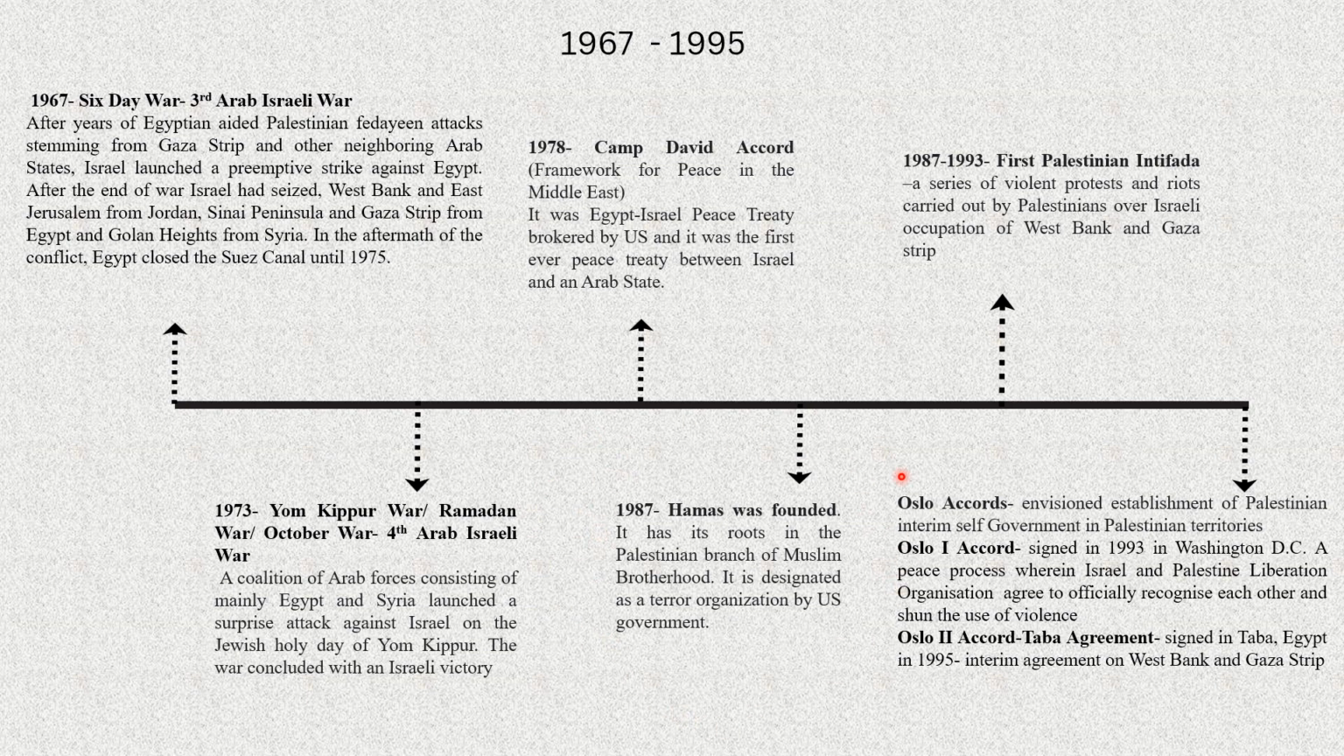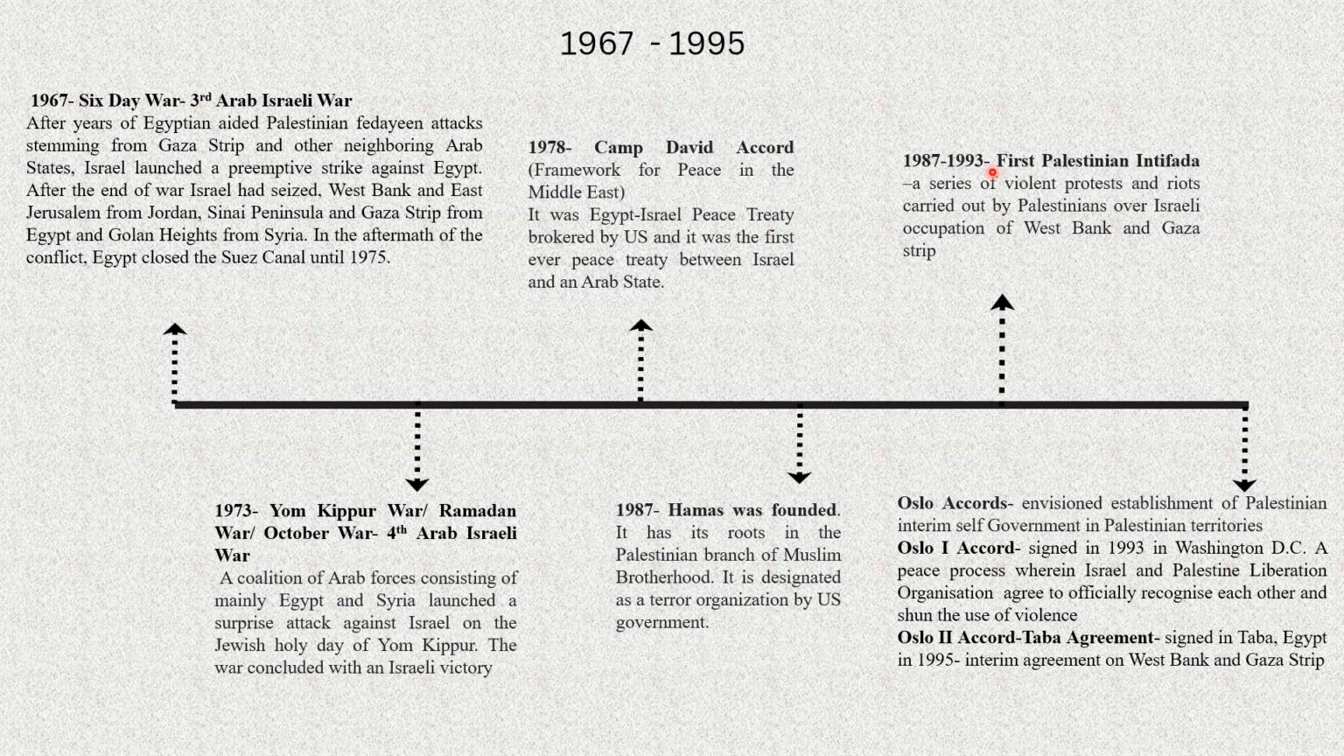Next in the series is the 1987 period. During this period, Hamas was founded, the group in the war which is currently taking place between Hamas and Israel. So Hamas was founded in 1987. It has its roots in the Palestinian branch of the Muslim Brotherhood, and it was declared a terrorist organization by many countries, including the US, UK, as well as the EU.